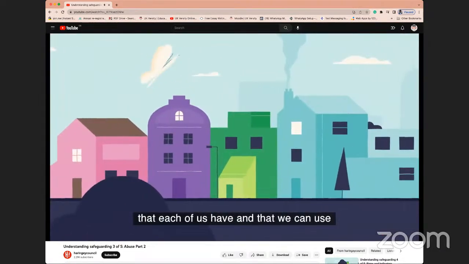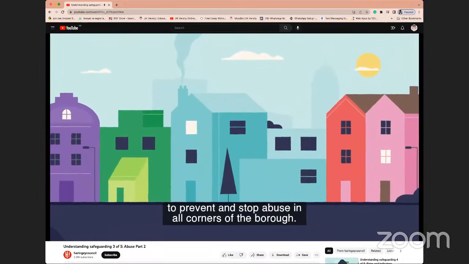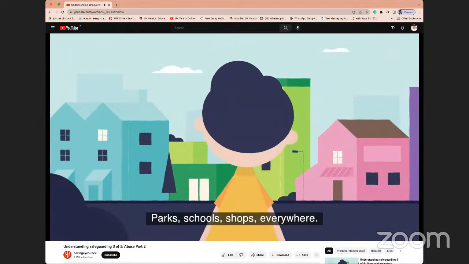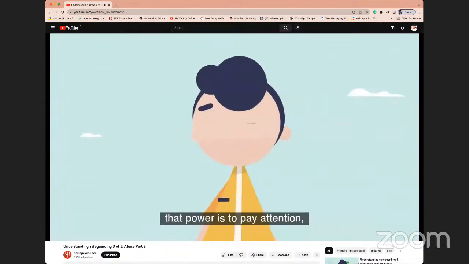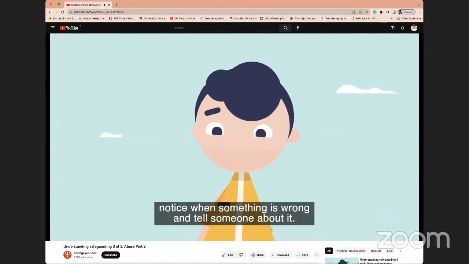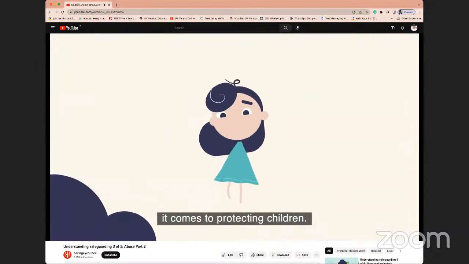Safeguarding is a power that each of us have and that we can use to prevent and stop abuse in all corners of the borough. Parks, schools, shops, everywhere. All we need to do to activate that power is to pay attention, notice when something is wrong and tell someone about it. That's especially important when it comes to protecting children.